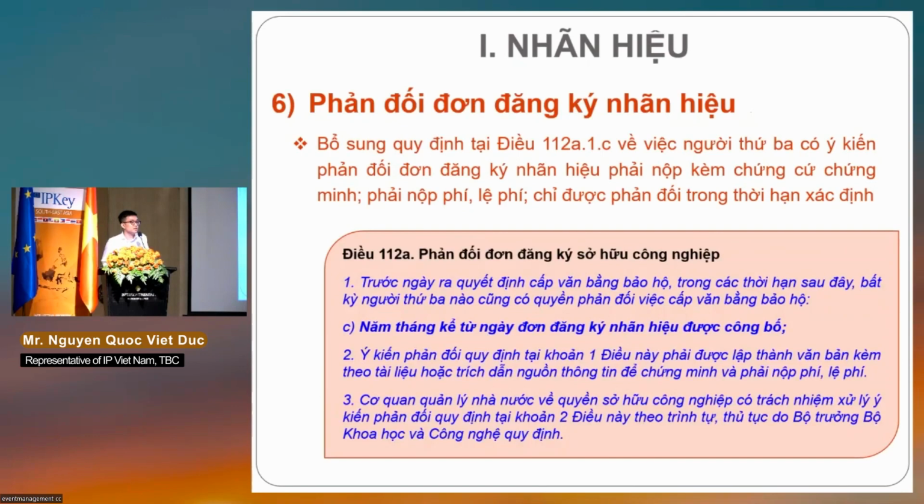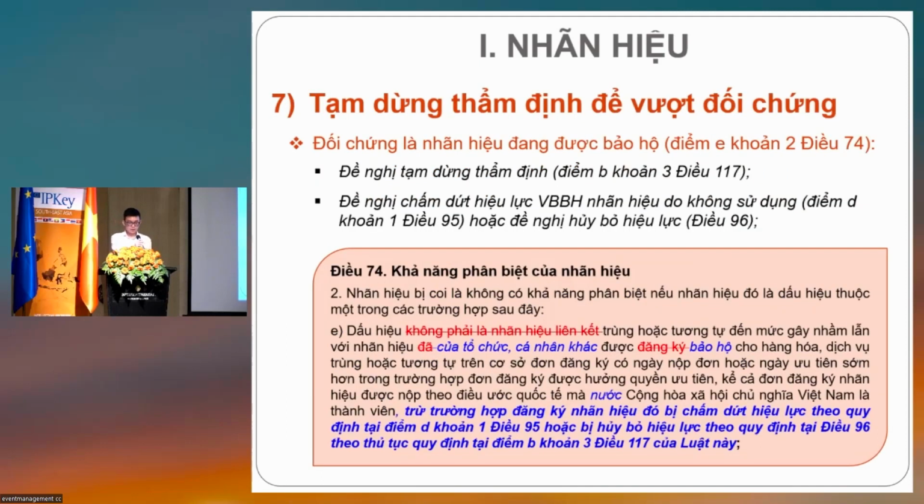Next point, it is about the objection to the application for trademarks. So, as mentioned in one of the presentations this morning, you have to pay attention to Article 112A, because any third parties can object to the grant of protection certificates.